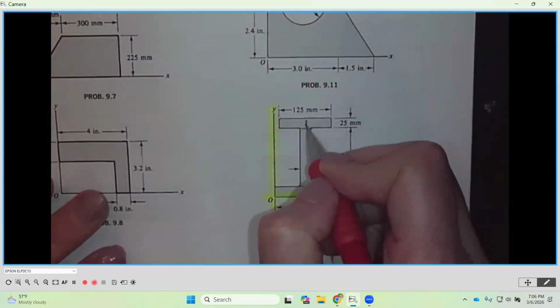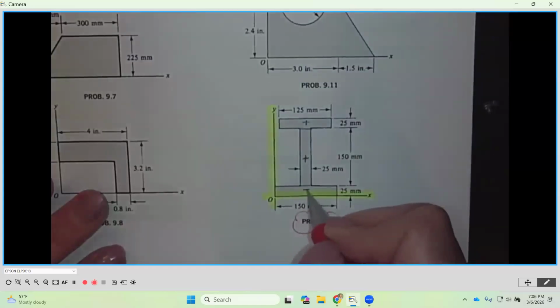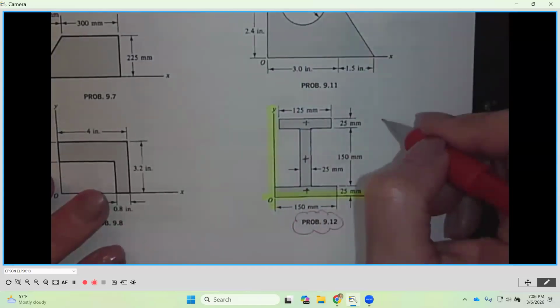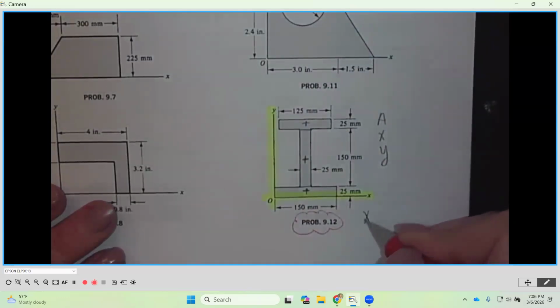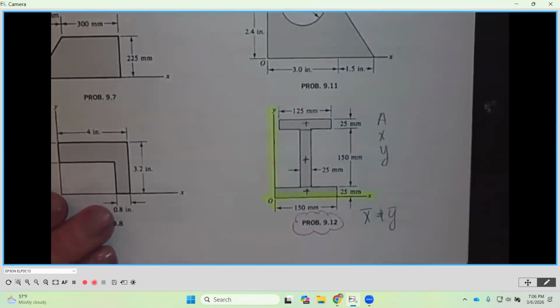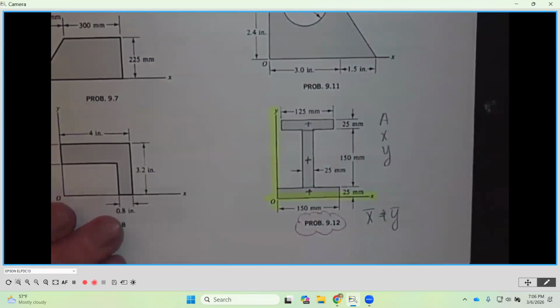Then you're going to locate the centers for each one of these. Then you're going to find your area, your X, and your Y for each one of the shapes. And then you're going to do your table to get your X bar and your Y bar. And then don't forget you have to create a diagram dimensioning your X bar and your Y bar from the reference axis that you see here. Same process that we did for the examples in the lecture demo.